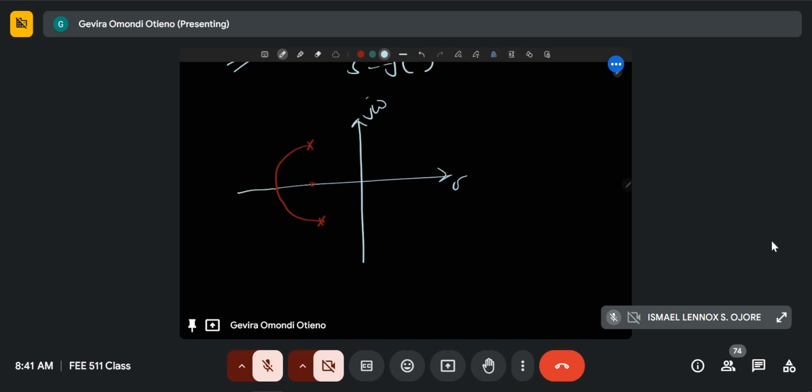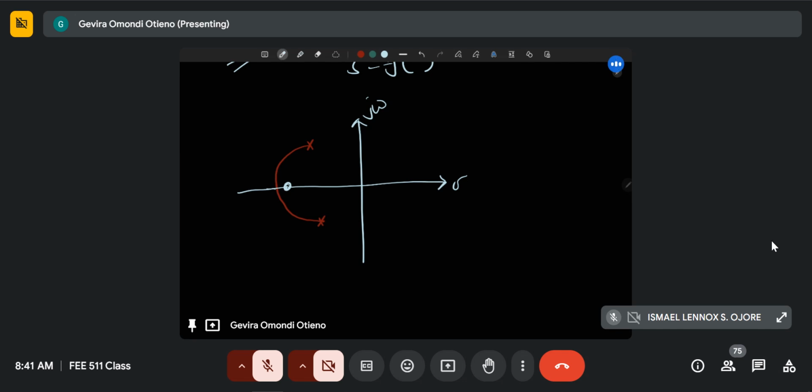So let's say this is just a typical plot. Let me make it interesting. So this zero here, let me move it. Sorry. Let me put the zero somewhere. I want to use a typical value. So let's say a zero is at this point. That's a zero. The other one is at infinity.